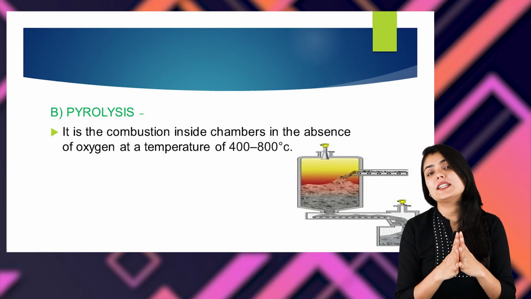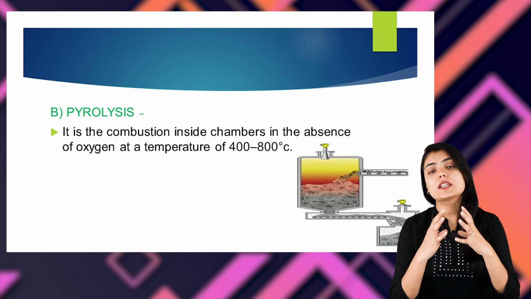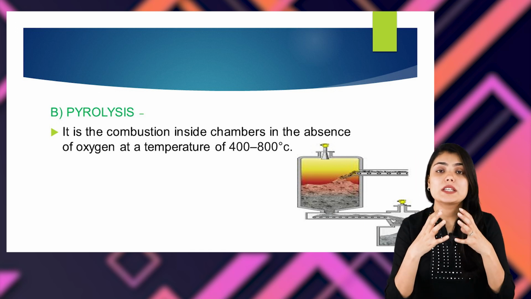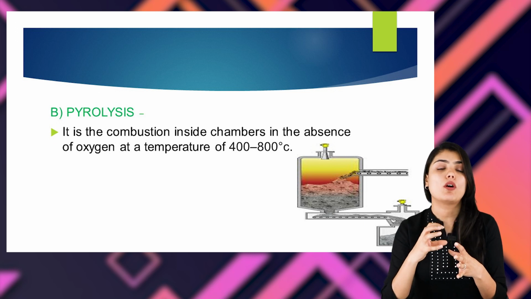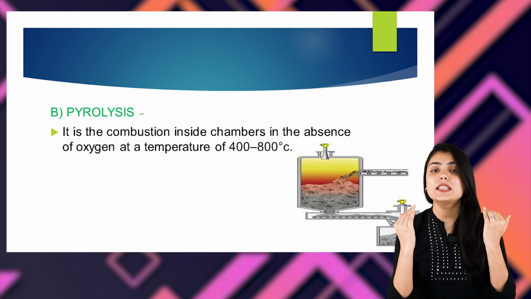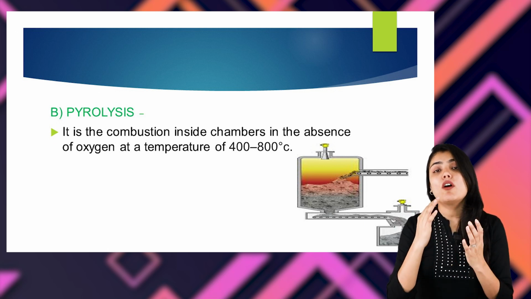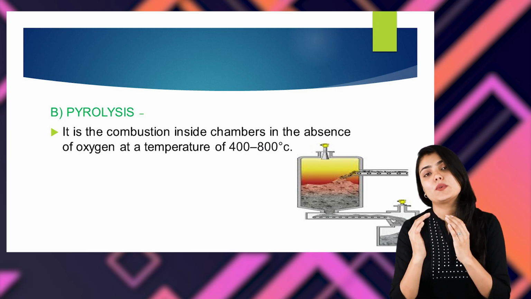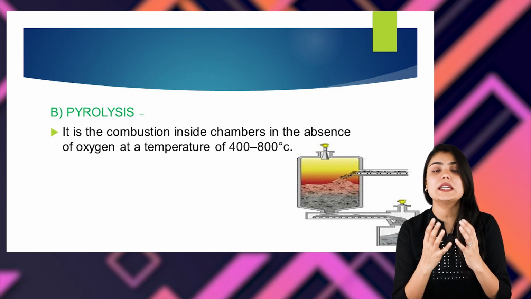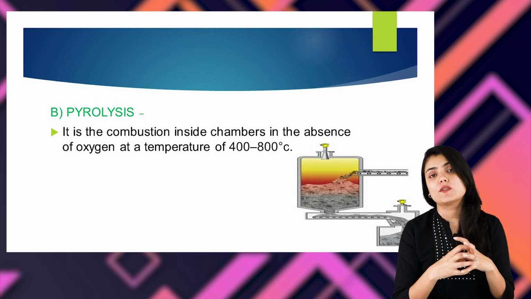The second method under volume reduction method is pyrolysis. Now, pyrolysis is also a process of combustion of the waste, or burning of the waste, but here it is done in the absence of oxygen. Pyrolysis is a process of combustion inside a chamber without the presence of oxygen at a temperature of around 400 to 800 degrees centigrade. So pyrolysis is also a process of burning down the waste to reduce the volume of the waste, but it is done in the absence of oxygen.